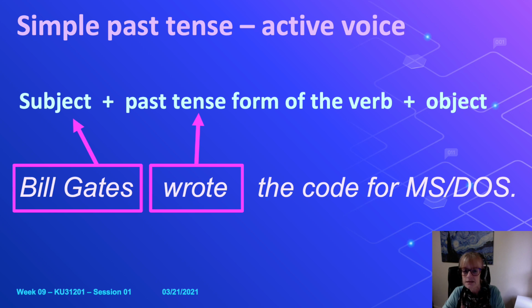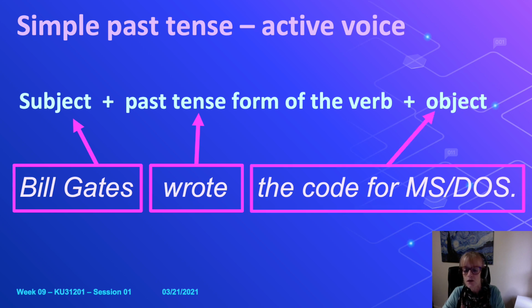And then in this sentence, our object is the code for MS-DOS. So the object doesn't have to be just one word. Sometimes our object can be a noun group. It's the same as you can see our subject, Bill Gates, is 2 words. So noun groups can be the object or the subject as well. So our active voice, simple past tense sentence is: Bill Gates wrote the code for MS-DOS.